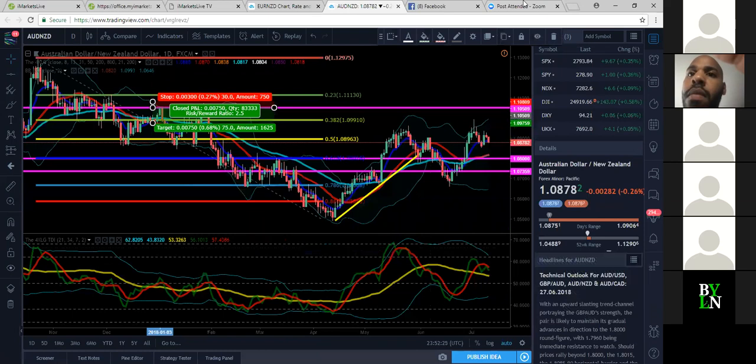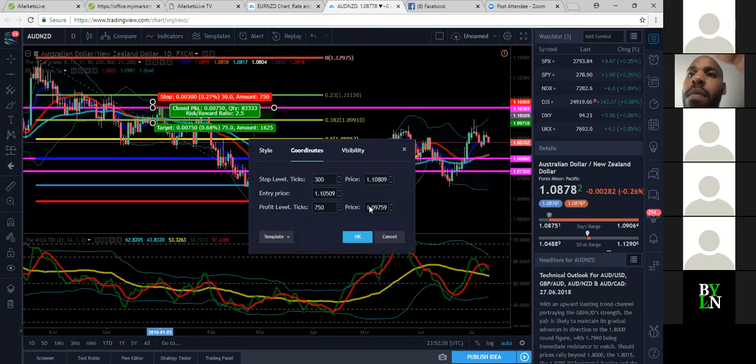I come back here. I hit the gear. This here is my exact number of 75 pips away from that entry point. Right here. Boom. Easy. Real easy.